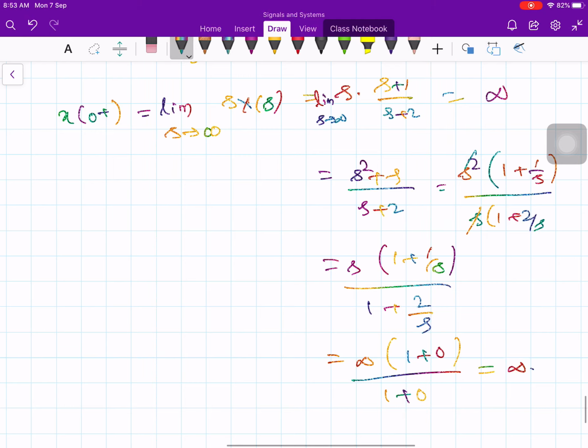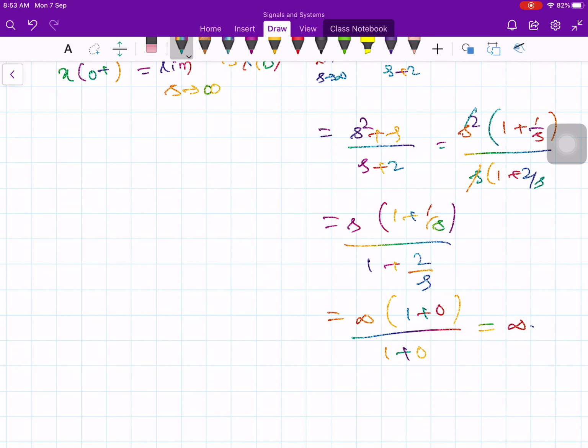So, there is some problem. Okay, so then what happens? This x of 0 plus is violated. That means this is actually an impulse.